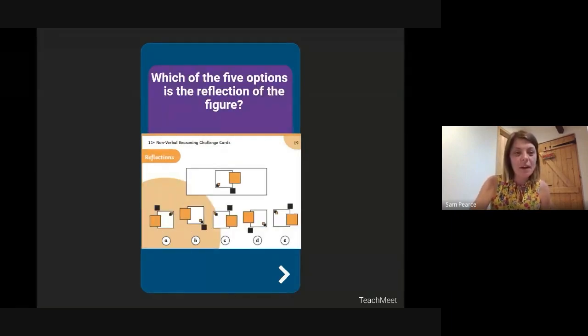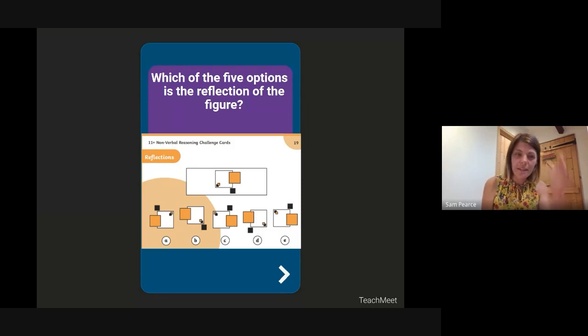So which of the 5 options given below is the reflection of the figure that appears in the large rectangle above? Which one is the reflection? Shannon's quick off the mark there. So we've got some people choosing C, some people choosing D. The answer is actually D.